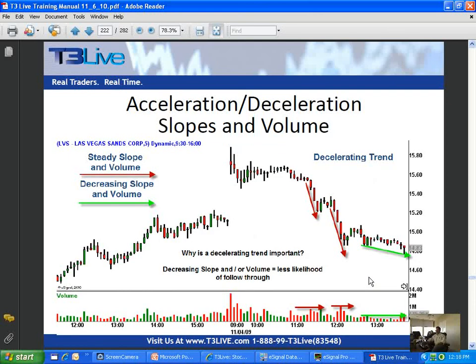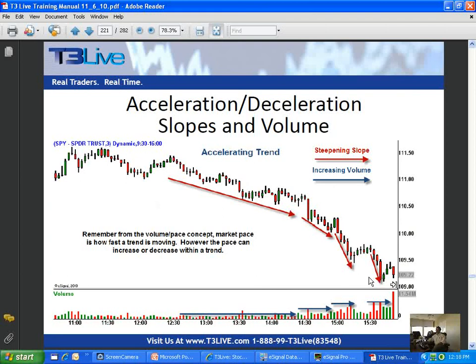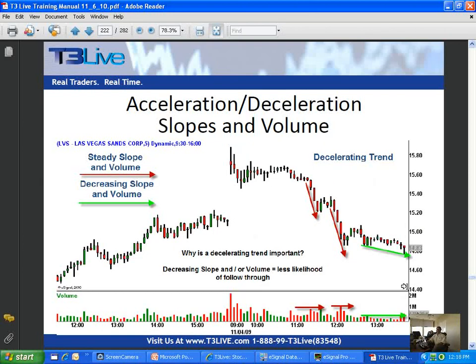And then we call that acceleration or deceleration with slope and volume. As the stock starts to accelerate in a direction, you'll generally see volume start to pick up a little bit. All that's basically showing you is that fear is starting to set in. Again, these are just advanced concepts.